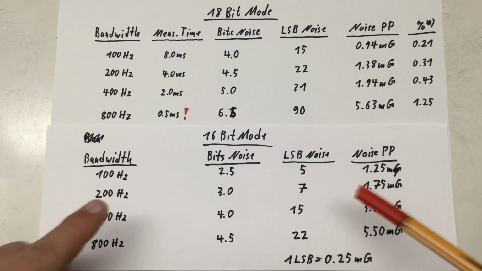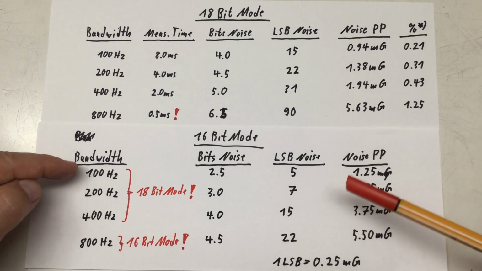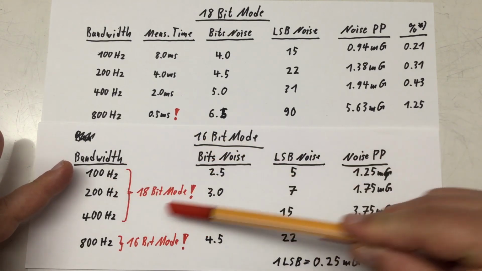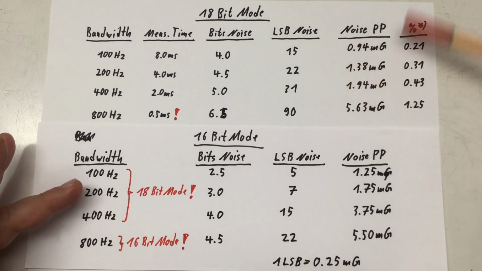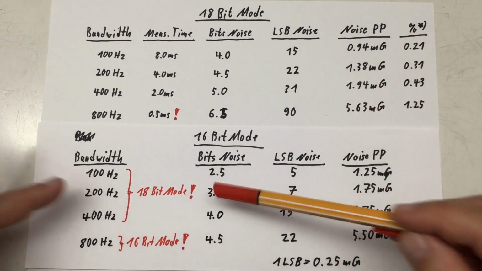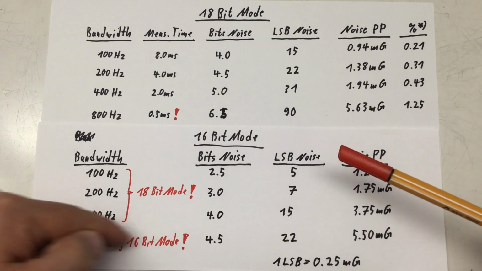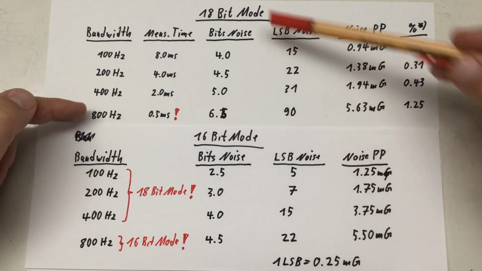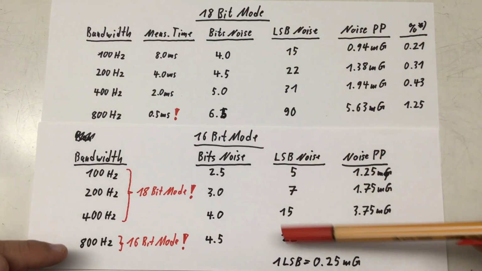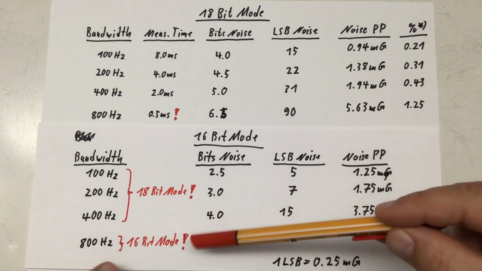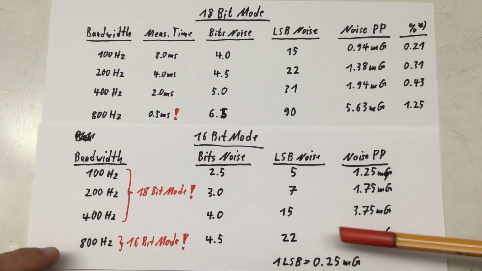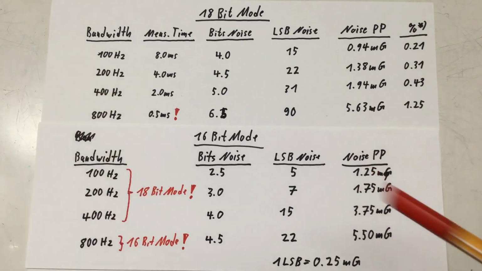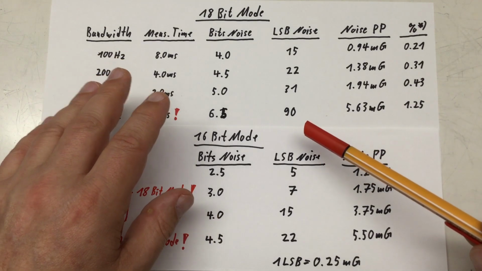That leads me to one conclusion. The 100, 200 and 400 Hertz modes should be used in 18-bit mode for maximum performance in regards to noise, while the 800 Hertz mode, that monstrosity here in 18-bit mode, is actually quite good in 16-bit mode. Okay? So, we've learned something about that chip. That's good. They could have written that into the datasheet in the first place.